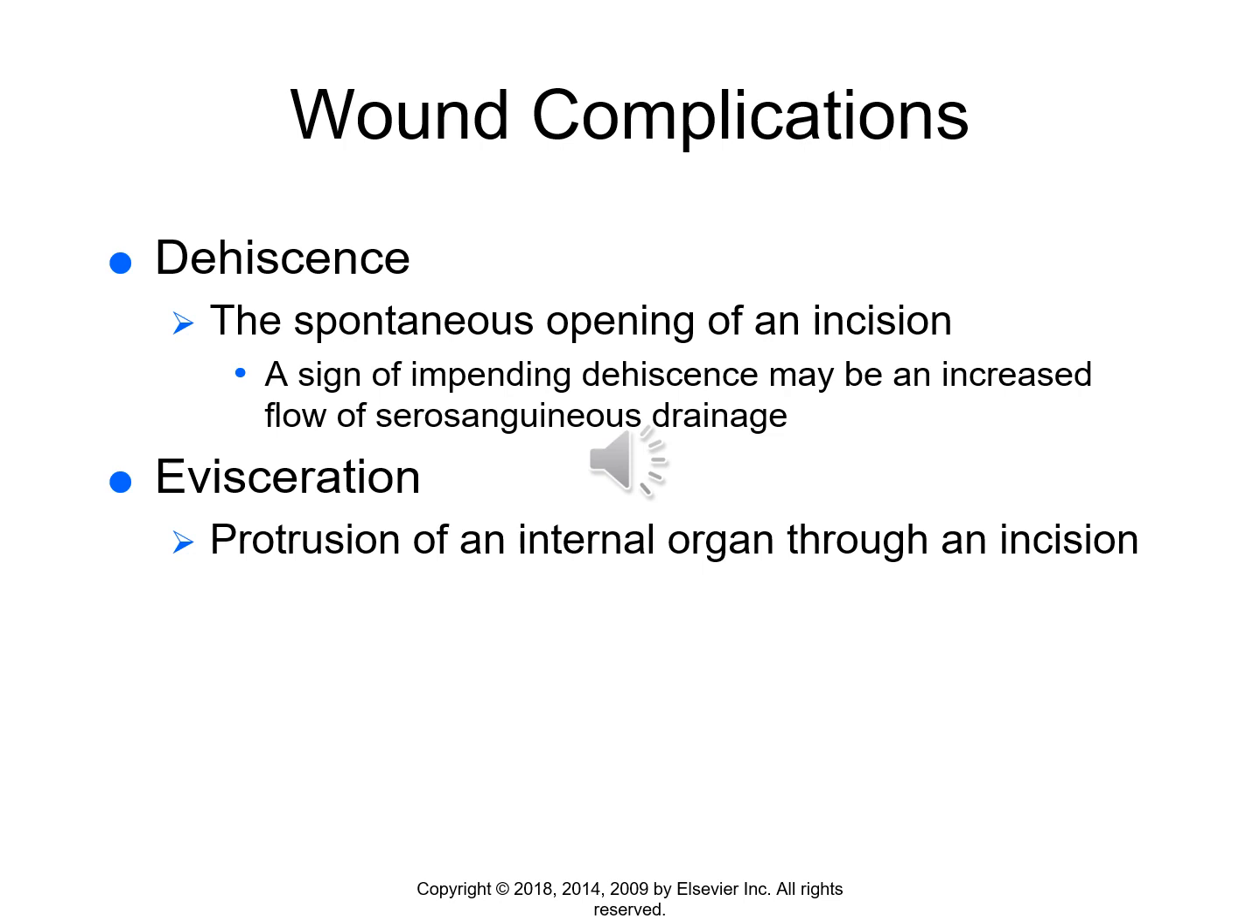So if that happens, if you have a wound that eviscerates, you want to place the patient in a supine position, place large sterile dressings over the eviscerated organ. You want to soak the dressing with sterile normal saline. So you're going to do sterile normal saline with a sterile dressing over that eviscerated organ, the organ that's protruding through. Notify the surgeon immediately and prepare, because that person is going to be going back to surgery. So you want them NPO, because they're going to be going back to surgery.